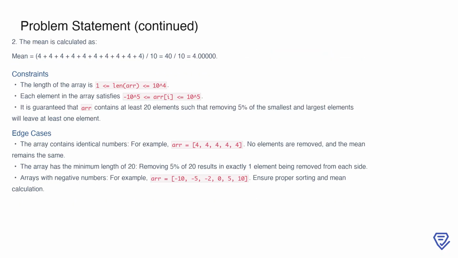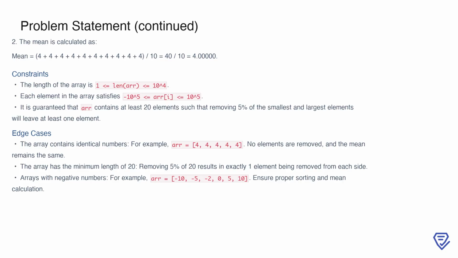Finally, consider the example where the array is 4, 4, 4, 4, 4, 4, 4, 4, 4, 4. Here, the array contains 10 identical elements. Removing the smallest 5% and largest 5% still results in 0 elements being removed, as before. The array remains 4, 4, 4, 4, 4, 4, 4, 4, 4, 4, and the mean is simply calculated as the sum of all elements divided by 10. The total is 40, and dividing by 10 gives a mean of 4.00000.